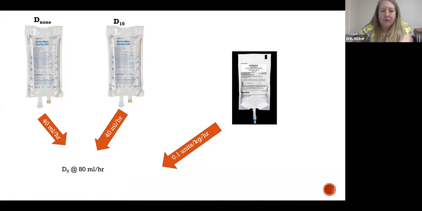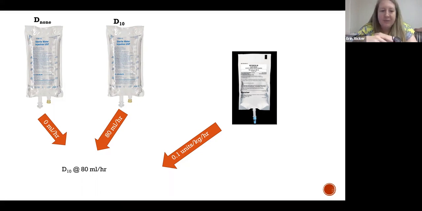As our glucose improves, and we're in that 250 range, so say 275, we want a D5 amount of sugar, so we can make that really easy by just alternating our rates. So now we run our D none component at 40 mLs per hour, our D10 component at 40 mLs per hour for a total of 80 still, but we're overall giving a little bit more sugar.